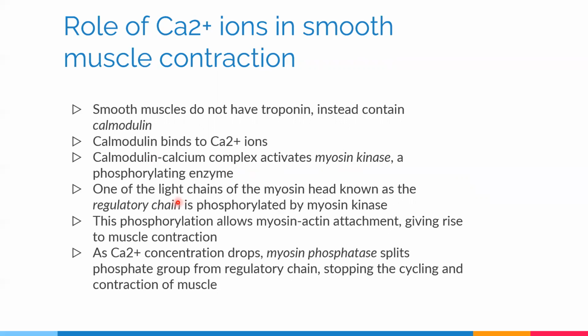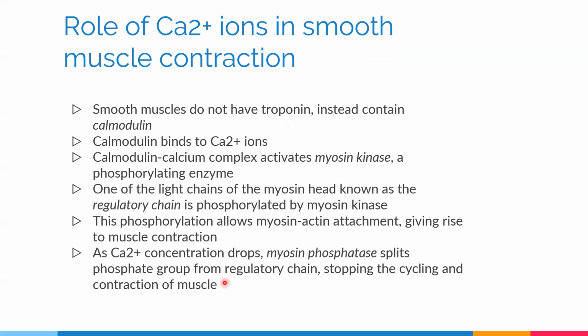The calmodulin-calcium complex activates another protein known as myosin kinase, which is a phosphorylating enzyme. One of the light chains of the myosin head is known as the regulatory chain, and this is phosphorylated by the myosin kinase. This phosphorylation allows myosin-actin attachment, giving rise to the muscle contraction. So the work that was done by troponin binding to calcium is instead done by the calcium-calmodulin complex through the myosin kinase protein.